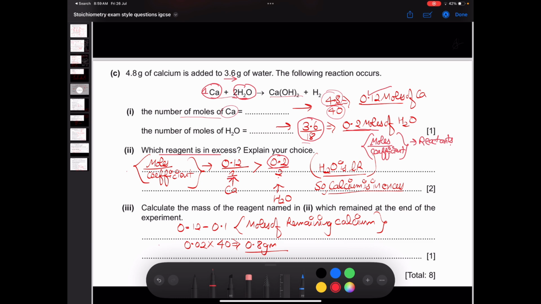Okay. Fine. So calcium is in excess. In this case, they were asking you which reagent is in excess. So calcium is in excess. The reasoning, you can write this in the exam. You will get the marks.